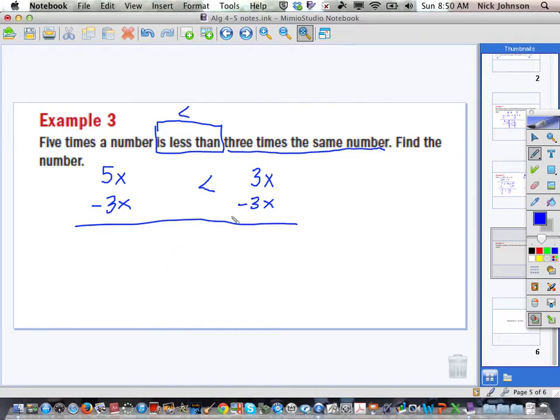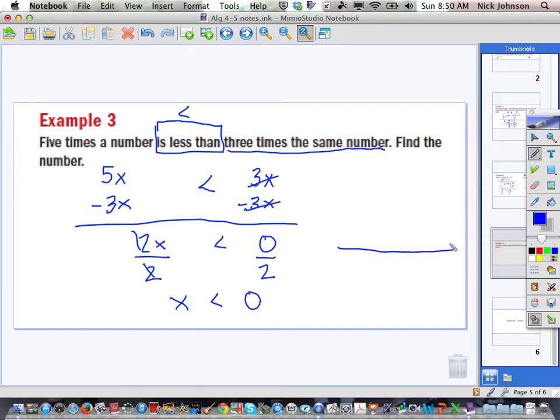3x minus 3x gives you 0. It doesn't give you a blank spot. It gives you 0. 5x minus 3x gives me 2x. The inverse of multiplying by 2 is dividing by 2. X is going to be less than 0 divided by 2 is 0.